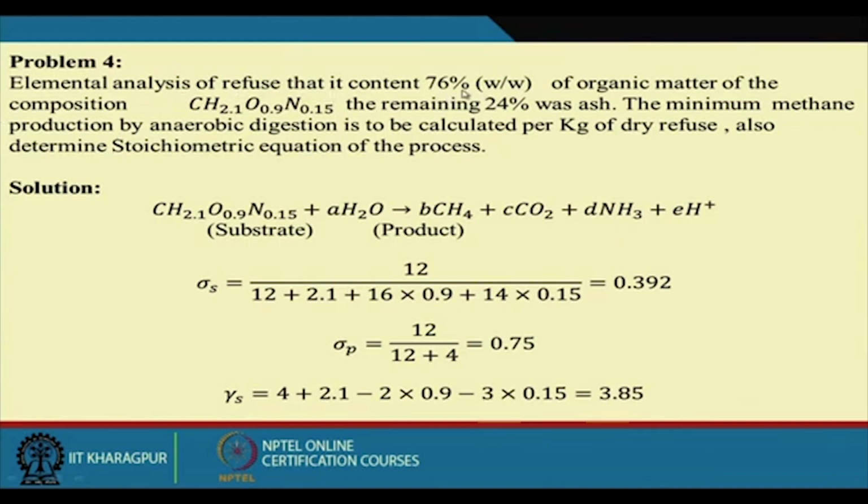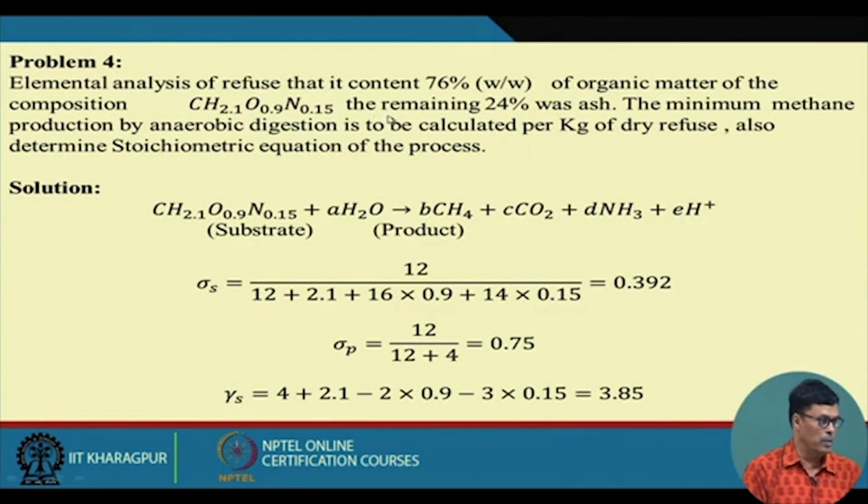In this problem, the elemental analysis of the refuse shows that it contains about 75.6% weight by weight of organic matter, and 24% is ash. The minimum methane produced by the anaerobic digester is to be calculated per kg of dry refuse, and you also have to determine the stoichiometry of the process.